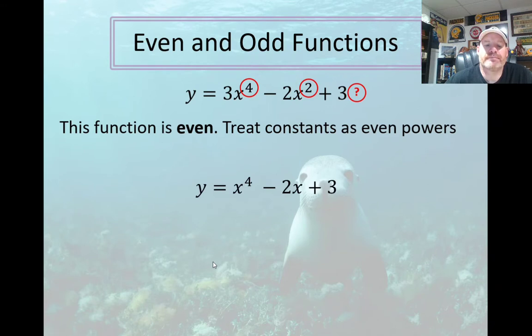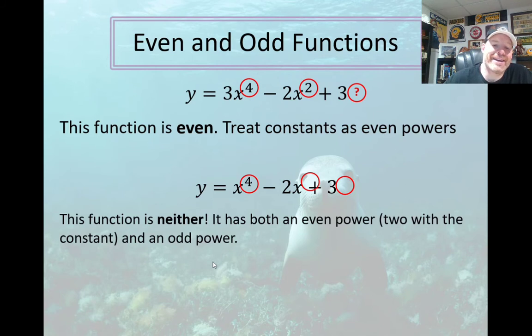How about this one? We have powers of 4, 1, and 0. Because there's an odd and an even power, it's neither odd nor even.